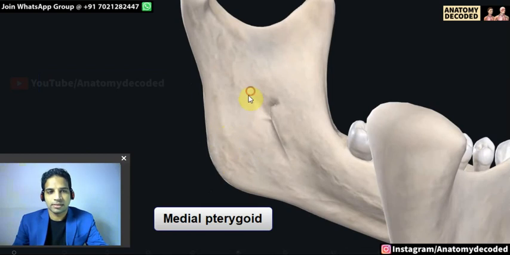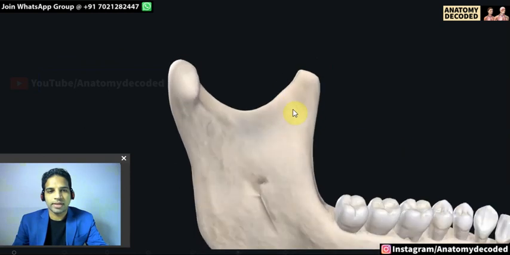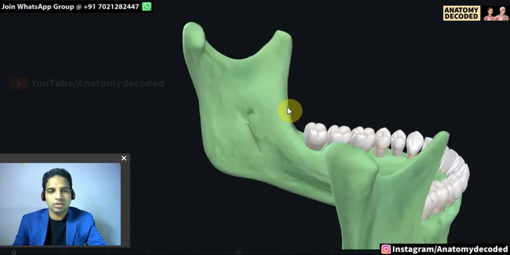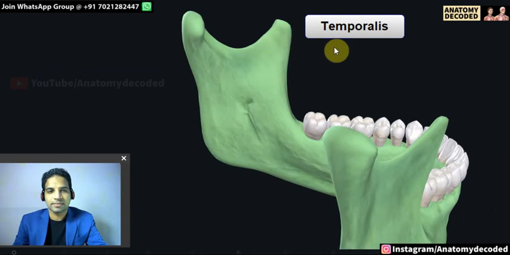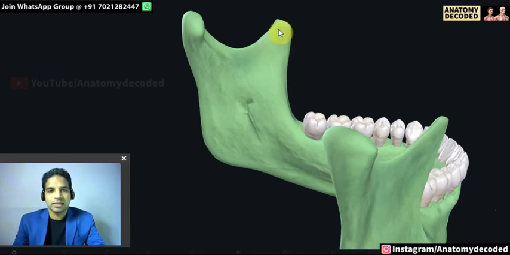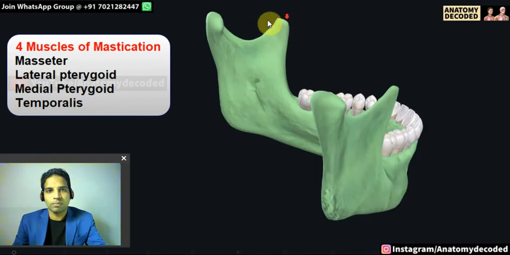Then along the coronoid process of the mandible, the muscle is temporalis. So these four muscles are the muscles of mastication. Which four muscles? On the outer aspect, the masseter muscle, then the lateral pterygoid muscle, the medial pterygoid muscle, and temporalis. All these muscles are muscles of mastication.